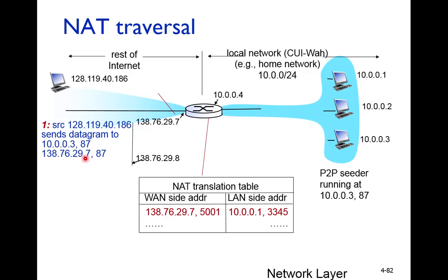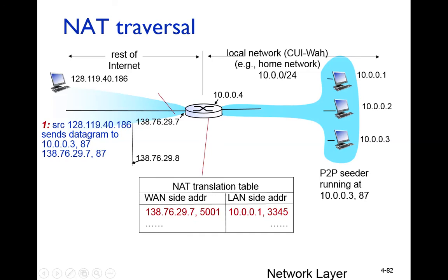When the incoming packet arrives, you know that it is first checked in the NAT table. In the NAT table, you can see this IP address 138.76.29.7 with port number 87, and here the port number is 501. So this entry will not be found in the NAT. If this entry is not found in the NAT, then this packet will be discarded.